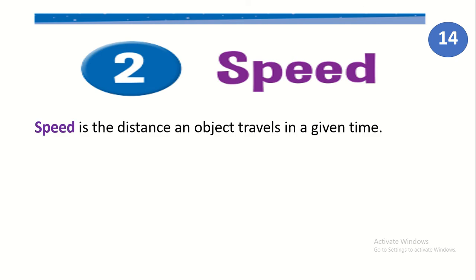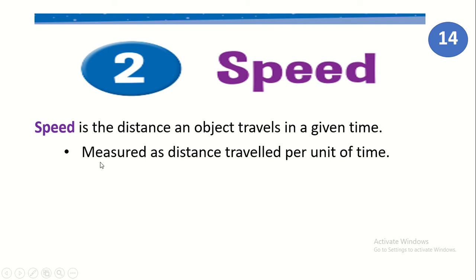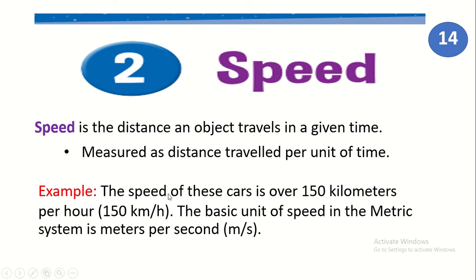Speed is the distance an object travels in a given time. Or you can say it is measured as distance traveled per unit of time. Okay, the same definition.